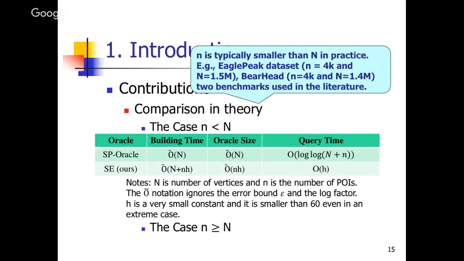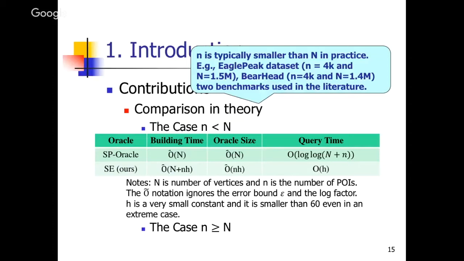And in this table, we use big O tilde notation. This notation ignores the log factor and the epsilon for better clarity. And this table shows building time, oracle size, and query time. Compared with SP oracle, our oracle has a comparable building time, smaller oracle size, and a smaller query time. Here, h is a very small constant, and it is smaller than 60, even in an extreme case. And in our experiment, we show that h is always smaller than 30.